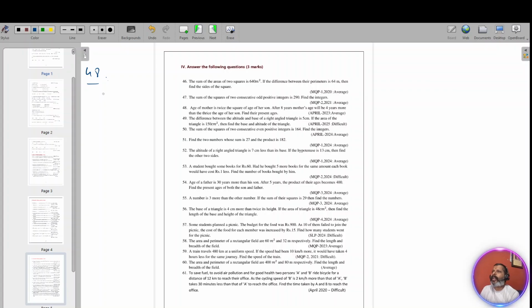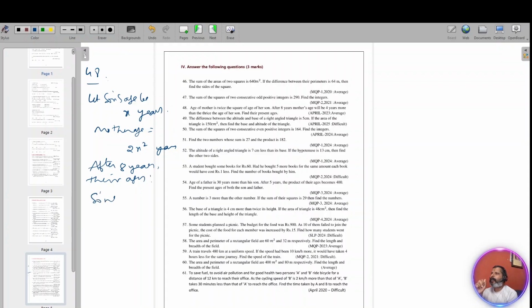Age of a mother is twice the square of the age of the son. We don't know, so first let the son's age be x years. Age of the mother is twice the square of the age of the son, therefore mother's age is 2x square years. After 8 years, what are the ages? First you find that, then you apply the logic. After 8 years, their ages: son's age is x plus 8 years, mother's age is 2x square plus 8 years.